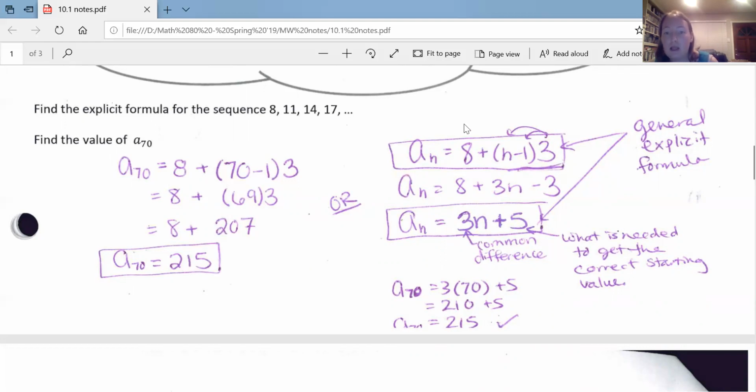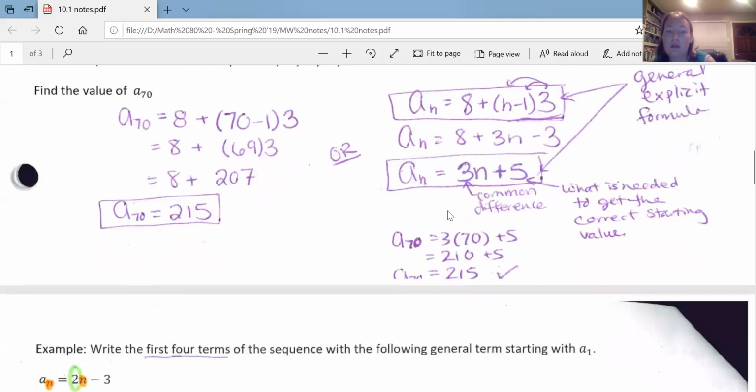You can also plug it into the formula, the generic formula, for any term number, and this is the expanded form, from the starting point, and this would be a simplified version of it, once the distributive property has happened and combining of like terms. So either way works. You can see same answer.